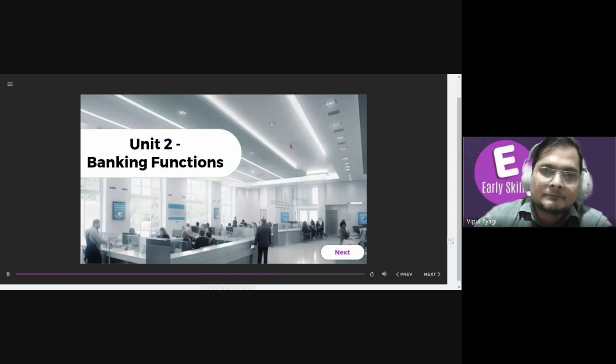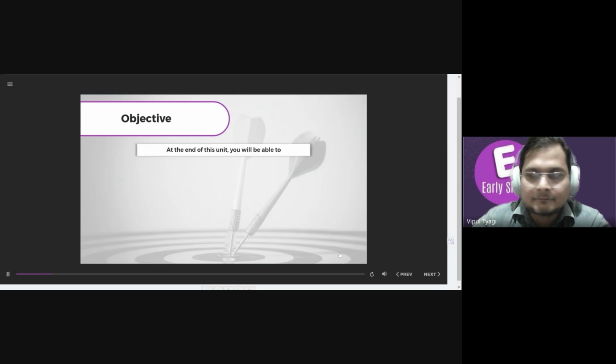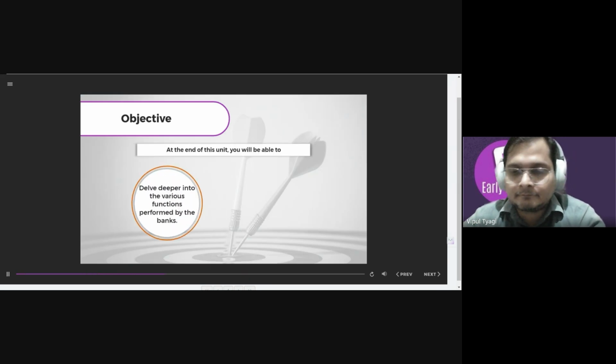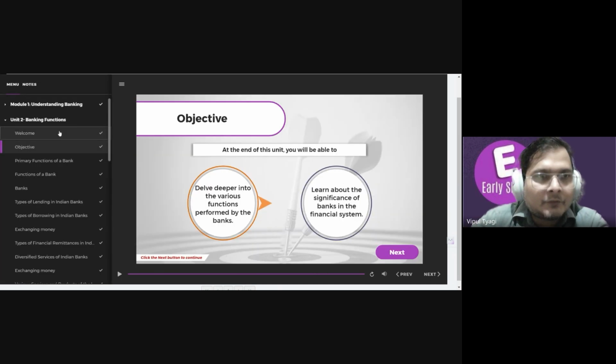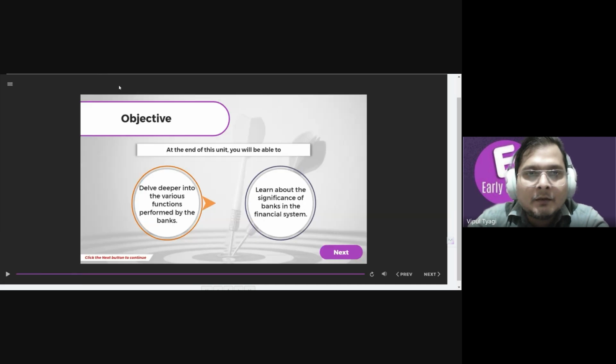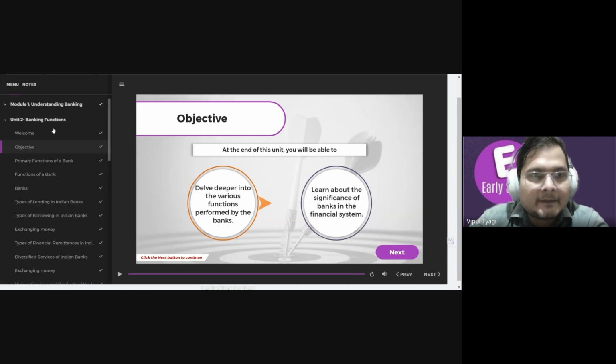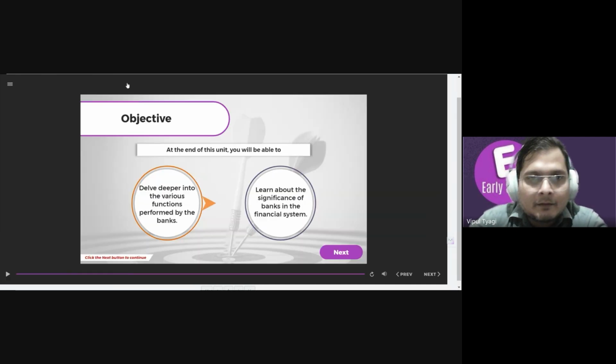Click Next to begin the training. At the end of this unit, you will be able to delve deeper into the various functions performed by the banks and learn about the significance of banks in the financial system. So here we start the second unit, the second module: banking functions. We will learn about banking functions performed by banks and the significance of banks in the financial system.